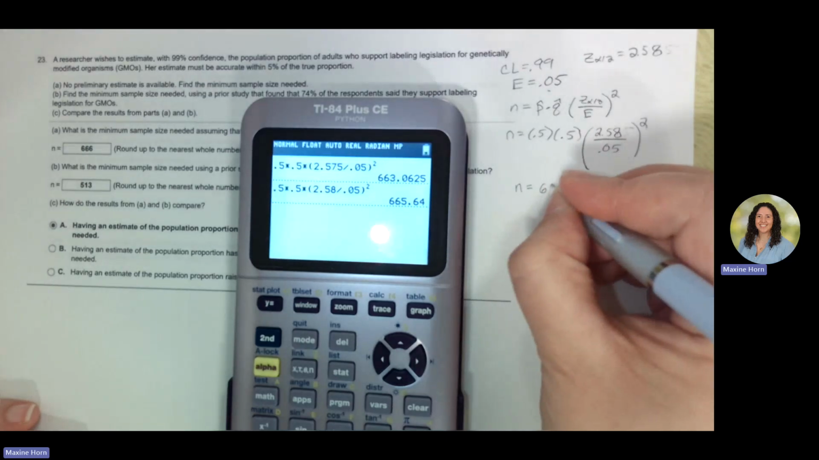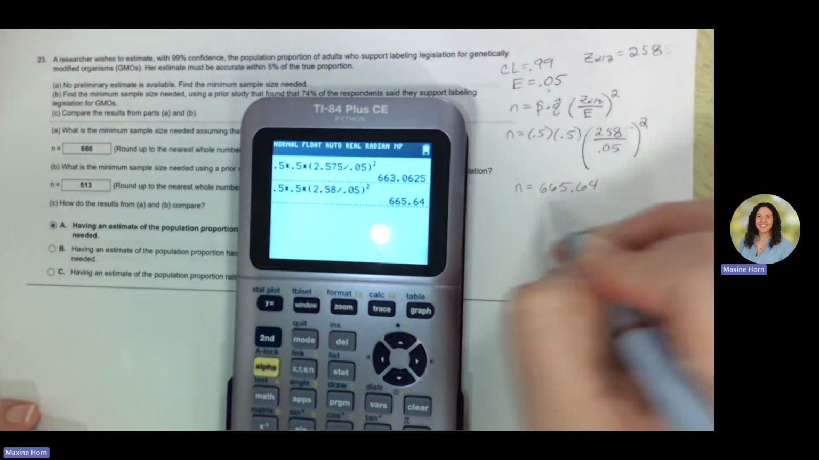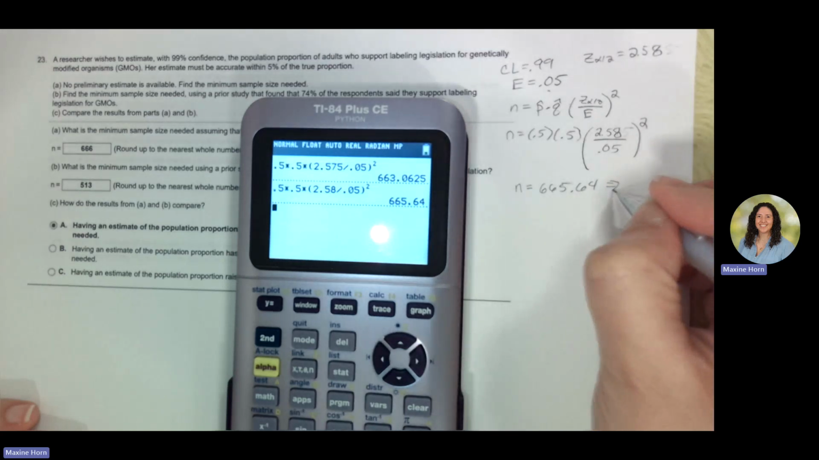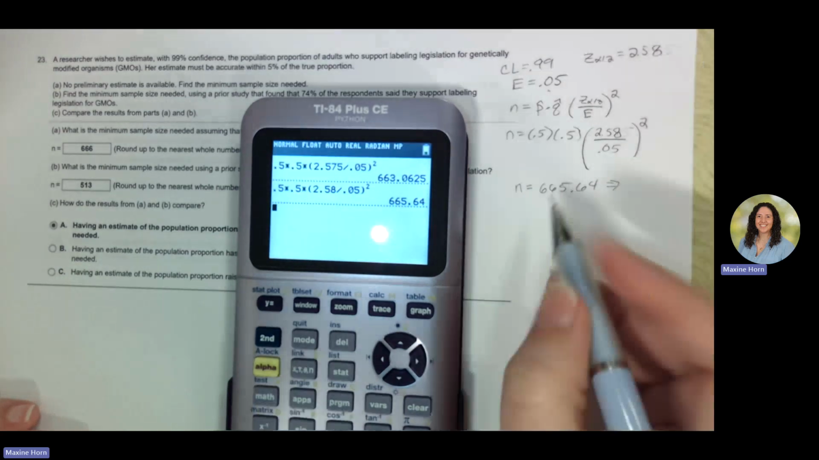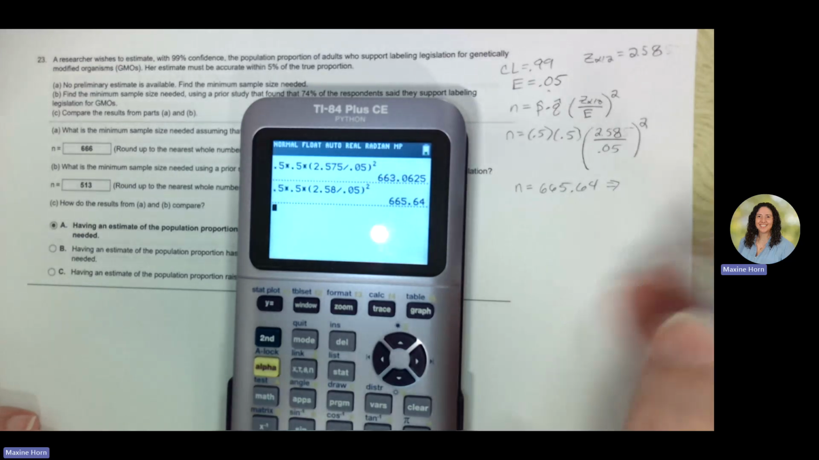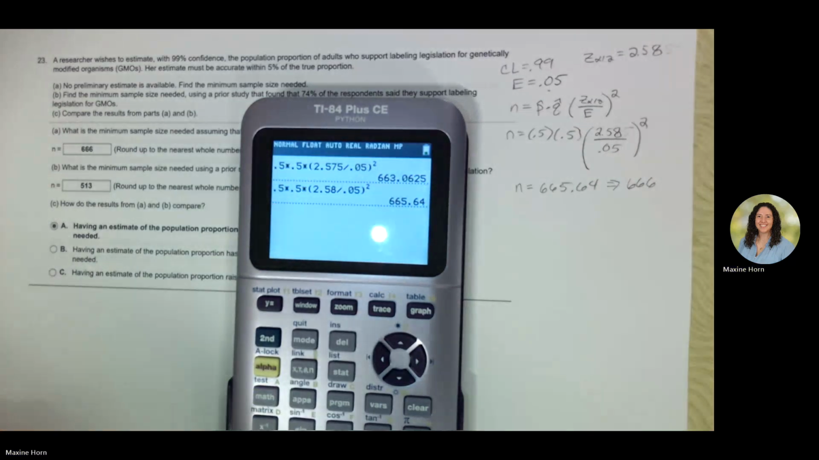Okay, so we're getting 665.64. But again, this is a sample size. This is the number of people that we're talking about. I can't have 0.64 of a person, but if I just have 665, I don't have enough people. I haven't met the threshold, so I have to go up to 666.